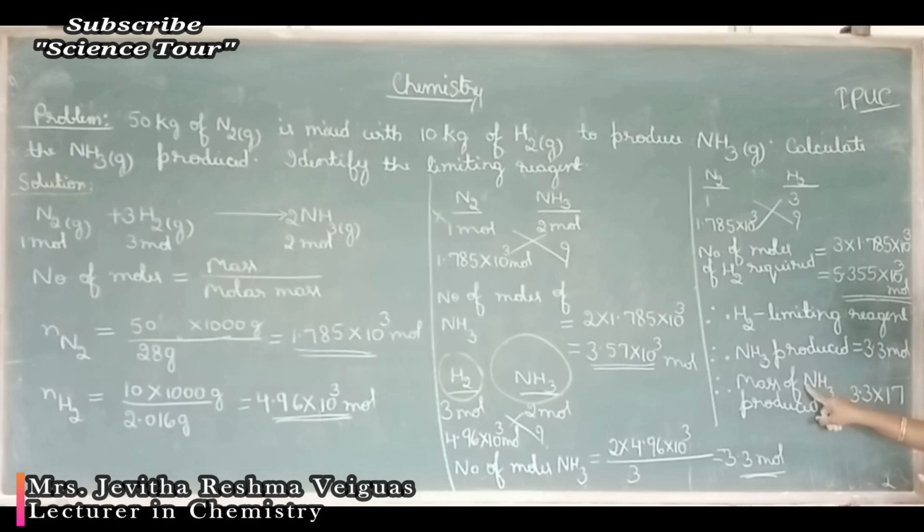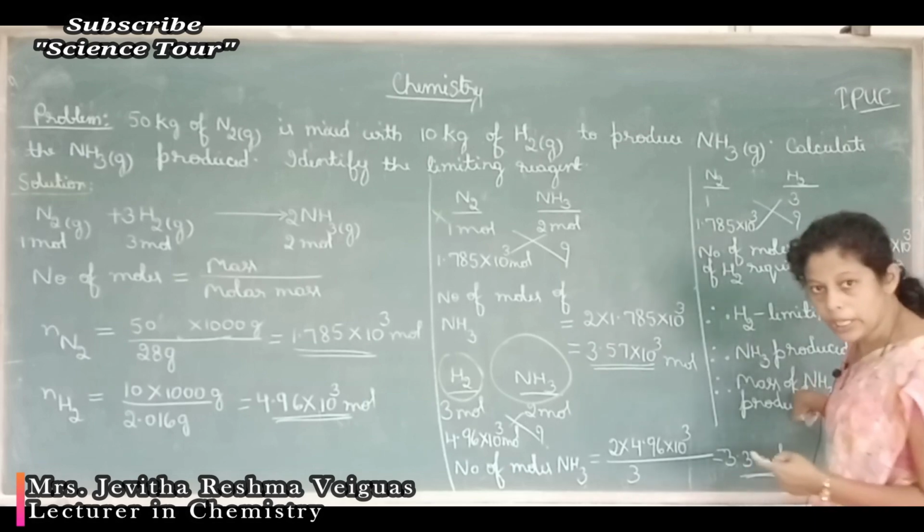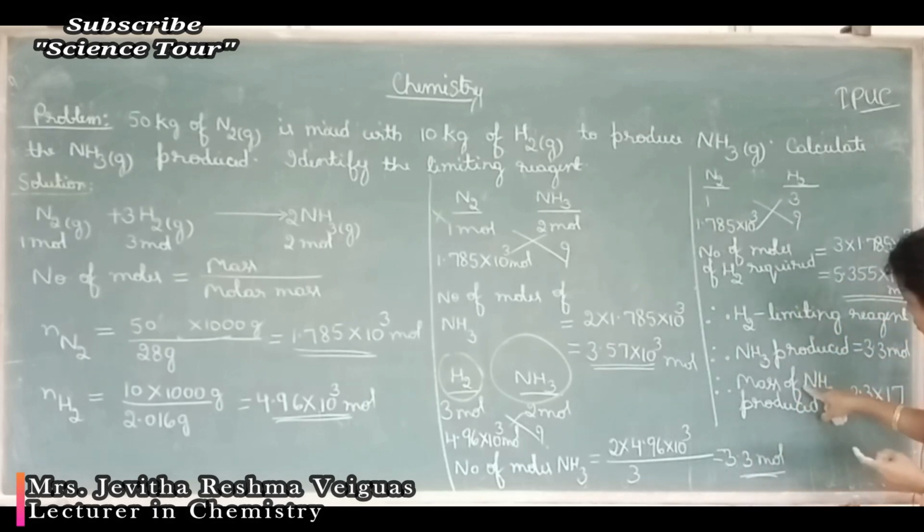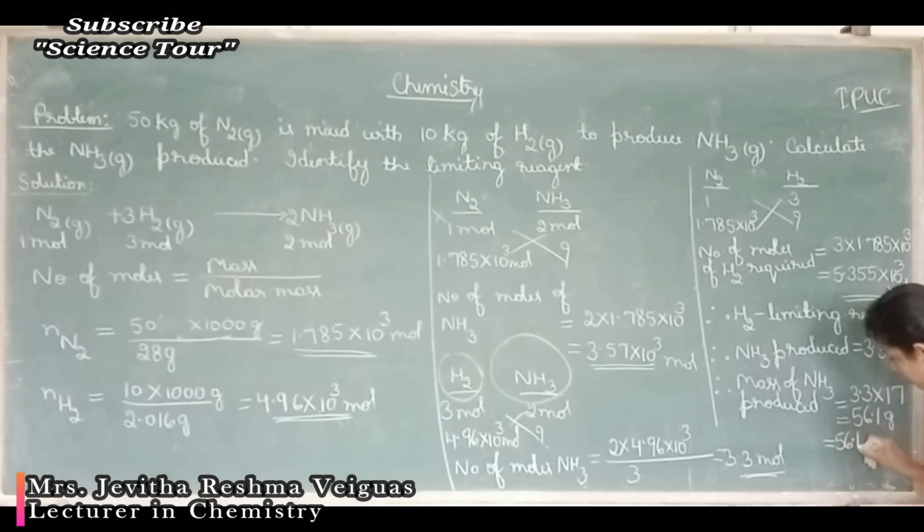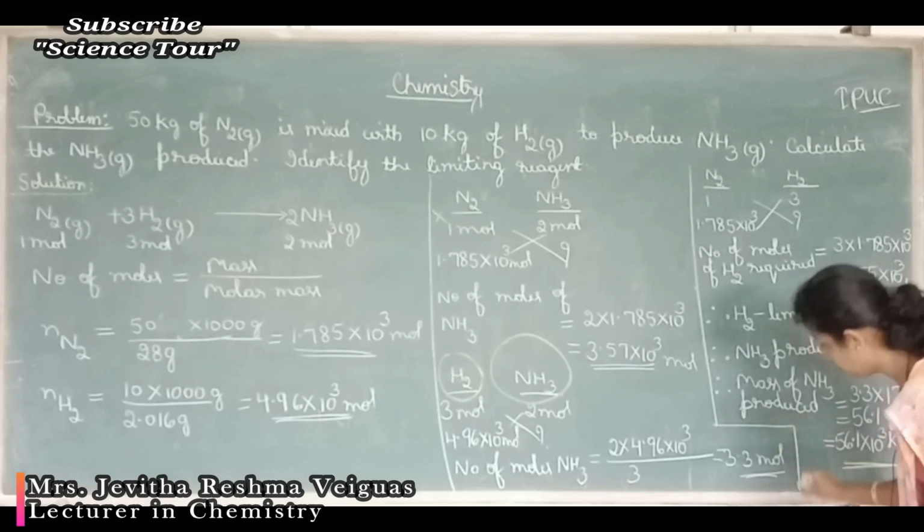That is, hydrogen atomic mass is 1. Nitrogen atomic mass is 14. Hydrogen 3 into 1. Totally 17. So 3.3 into 17 you have to do. You will get it as 56.1. This is in grams. If you want to write in kilograms, 56.1 into 10 to the power 3 kilograms. This is how we have to do the calculation.